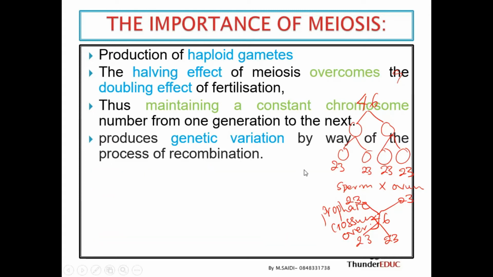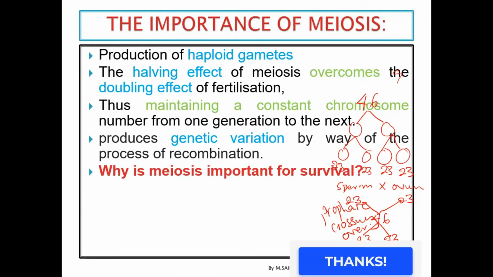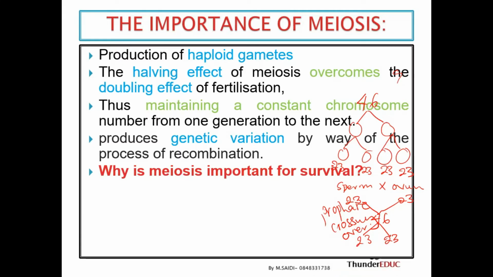We are different from our sisters and brothers basically because of the process of crossing over. Why is meiosis important for survival? Do we need meiosis for survival, or do organisms which don't undergo meiosis survive? We need meiosis so that we can create differences among individuals of the same species. If these organisms are all the same, then automatically there won't be differences.